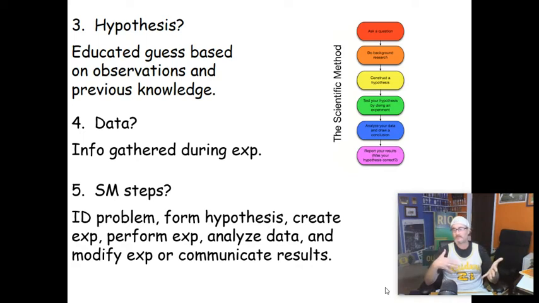For the purposes of this biology class, you're going to be writing a lab report, and sharing those results in a conclusion. We'll get to the parts of a lab report at a later time.